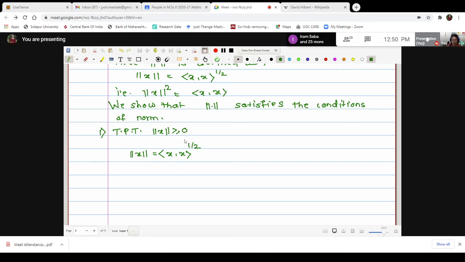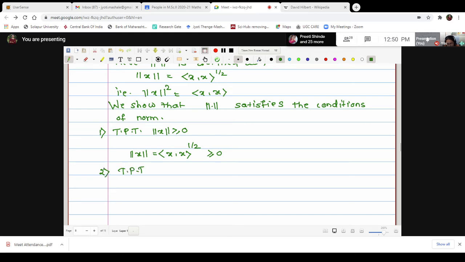Actually, if I take a square root of a non-negative quantity, both values are possible, positive and negative. For example, if we take the square root of 4, the two values are plus 2 and minus 2. Out of these two possibilities, we are taking the positive value here. For the sake of proving this is a norm, we take the non-negative value of the square root. Therefore, the first condition holds.